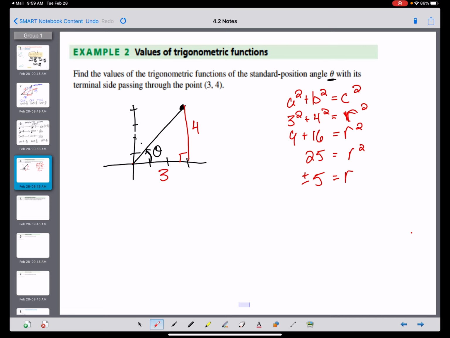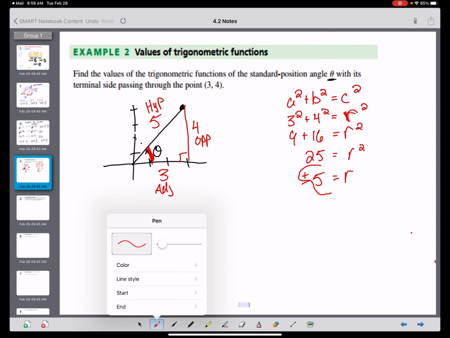Now, since we're talking about a triangle here, we're talking about the hypotenuse. It's always going to be positive, so don't even worry about the negative. This is 5. So now we have our angle of perspective, right? Our angle right here. We have the opposite. We have the adjacent. And we have the hypotenuse. So now we can find the values of the trigonometric functions. It doesn't say all 6, but we're going to do all 6. So first, I'm going to do my little saying.